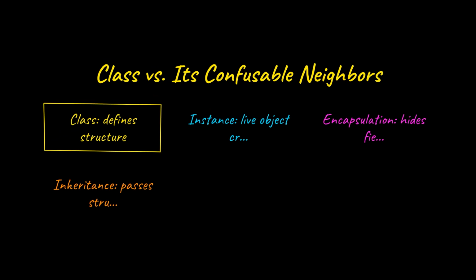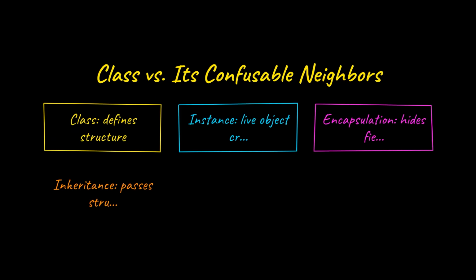It is easy to confuse a class with related concepts. An instance is the live object built from the class, one step downstream. Encapsulation is about hiding fields behind methods. Inheritance passes a class's structure to a more specific class. Only the class itself is the upstream blueprint where shared traits are declared.